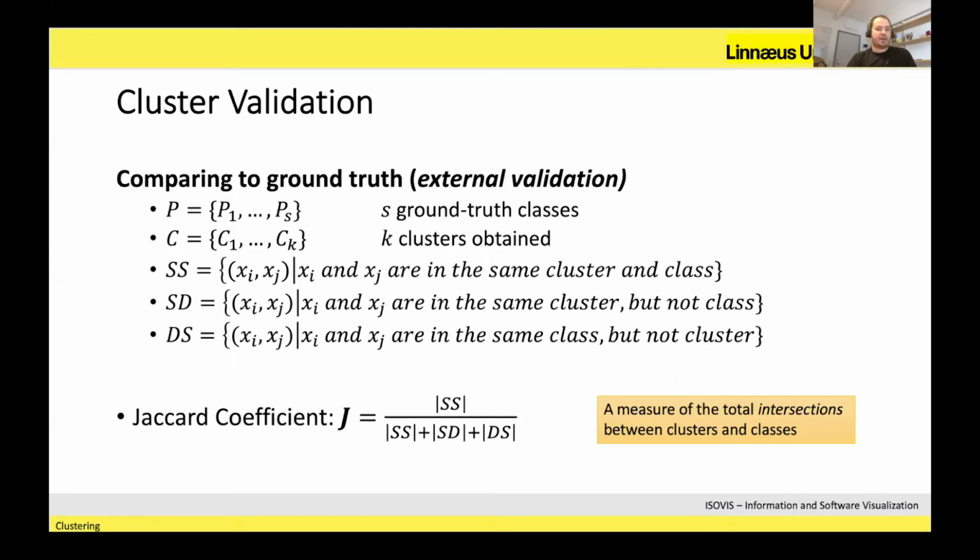This is one idea of comparing to ground truth. In this case, you can compare the results that you get from the clustering with an actual ground truth that you already have, which is called external validation. So we're back to supervised in a sense, because even though the clustering itself is not supervised, you validate the results with external validation.